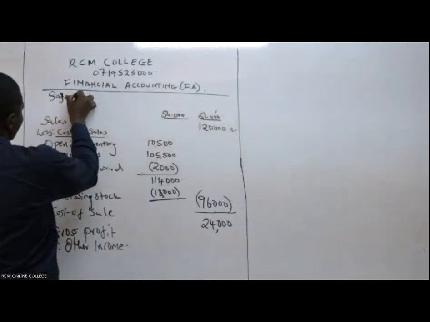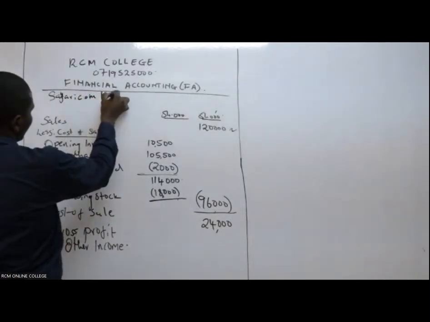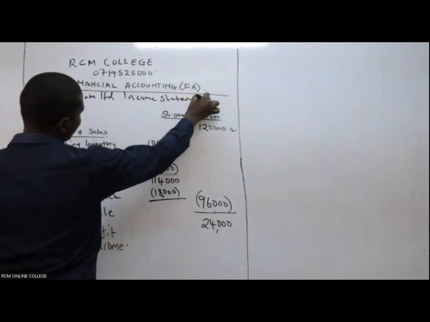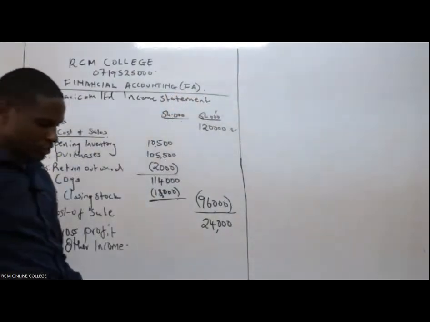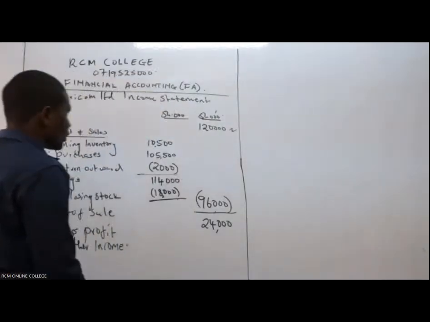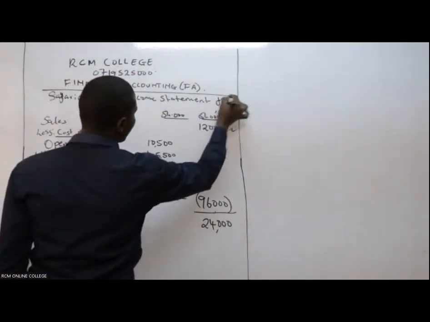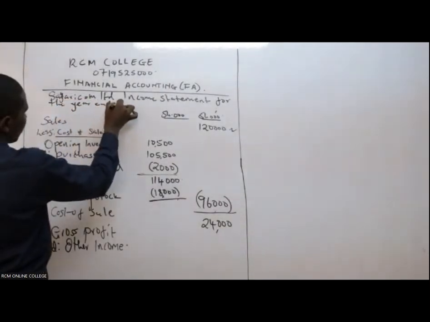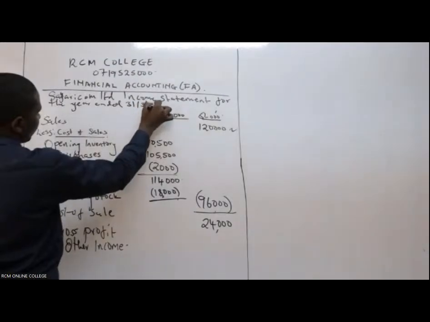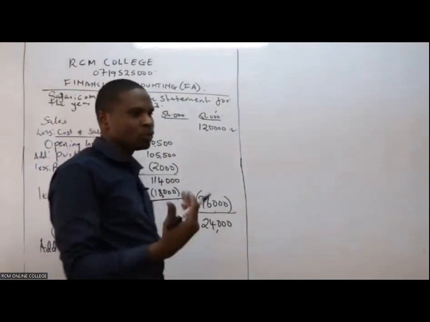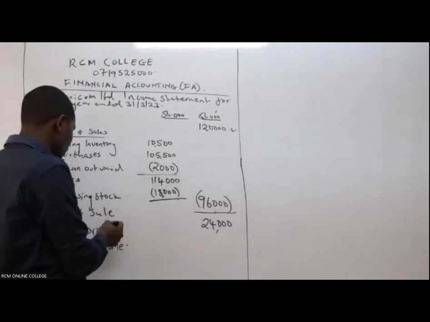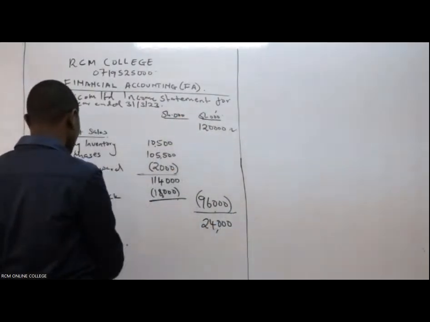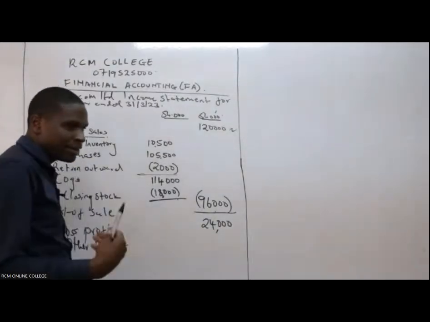Safaricom Limited income statement, as at which date? For the year ended 31st March 2023. So now this is our income statement. Class, you know that when you talk about income statement, it is sale minus cost of sale. You get the gross profit. Now we have our gross profit. We add any other income.